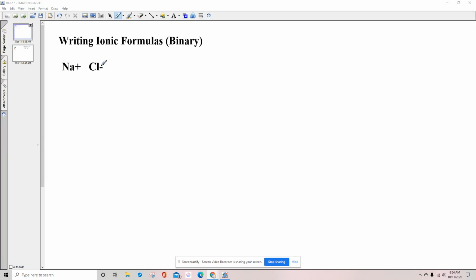Okay, so technically this would be Na1Cl1, but since we don't write ones, the final answer would be NaCl. Okay, so let's try another one. Let's do magnesium with chlorine. Well, magnesium has an oxidation of 2+, and chlorine still has the oxidation of -1.